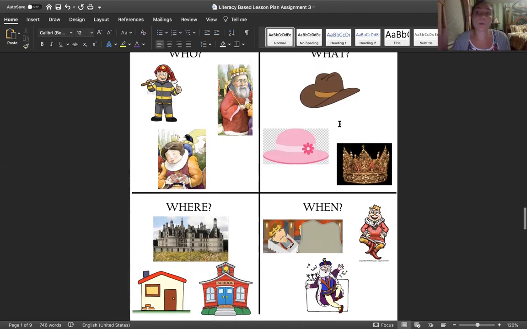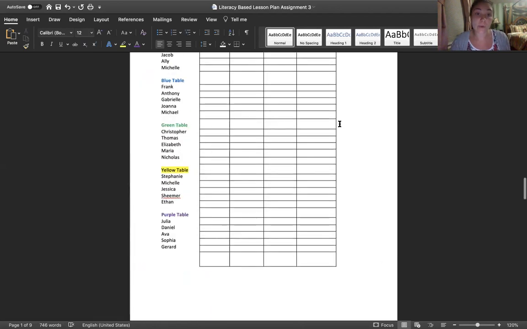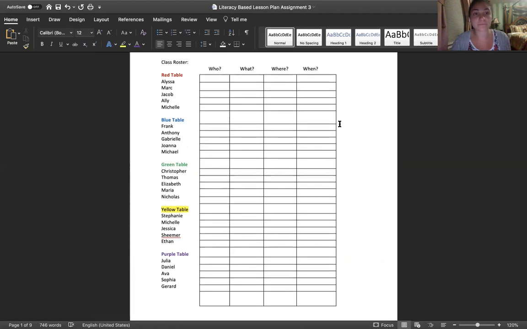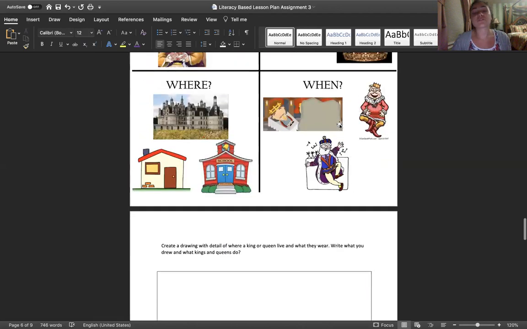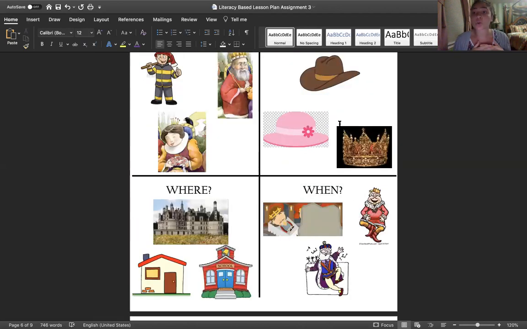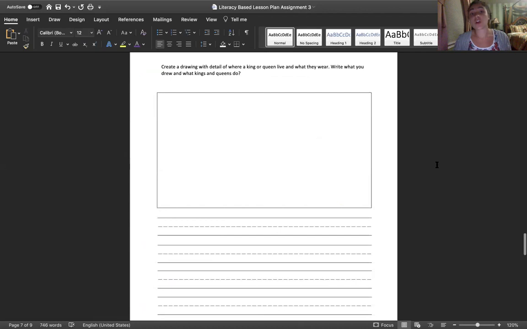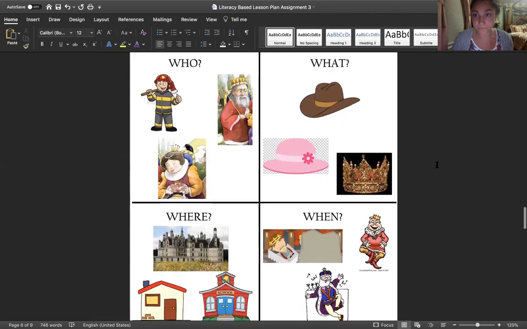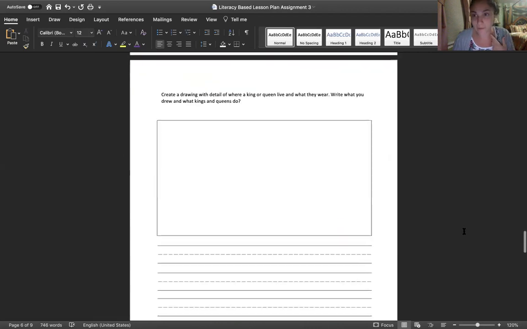Okay, so that's the informal assessment throughout the book that I'll be reading. And again, I'll monitor it right on this class roster sheet. Then after reading the whole book and doing the assessments, we're going to go right to independent work, which is right here. I want my students to create a drawing with detail of where a king and queen live and what they wear. So it's tying in the informal assessment right up here. They live in a castle. They wear crowns. In the book, they wear robes, purple, all the royalty colors we're going to talk about in the book.